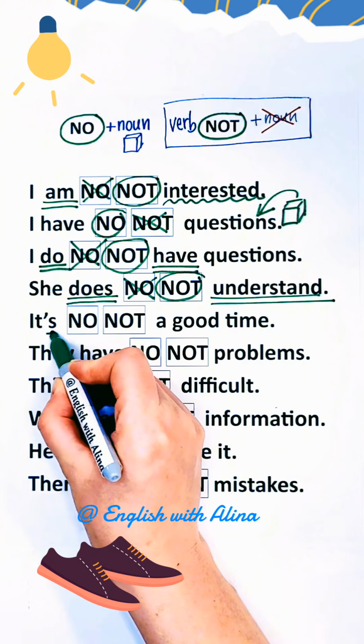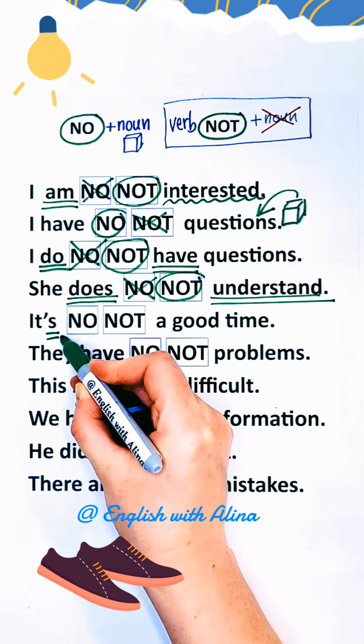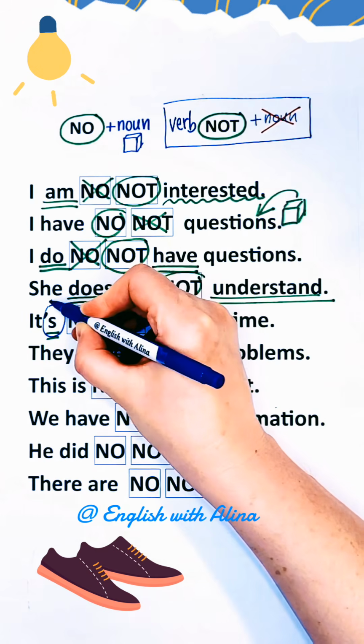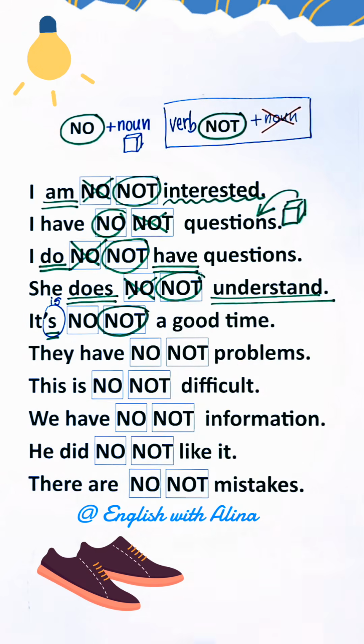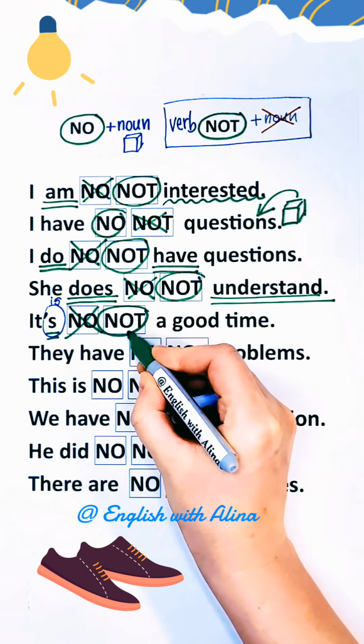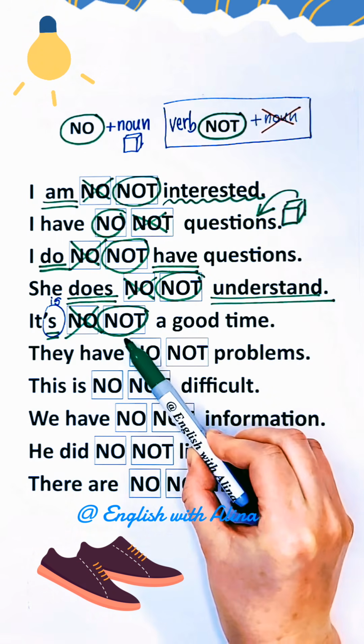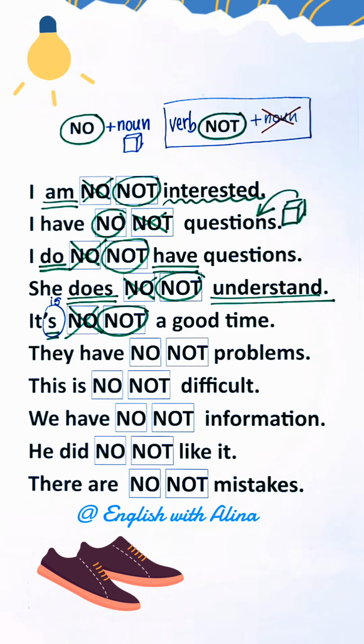It's no or not a good time. An apostrophe S is a contraction for is. Is a helping verb. Use not. It's not a good time.